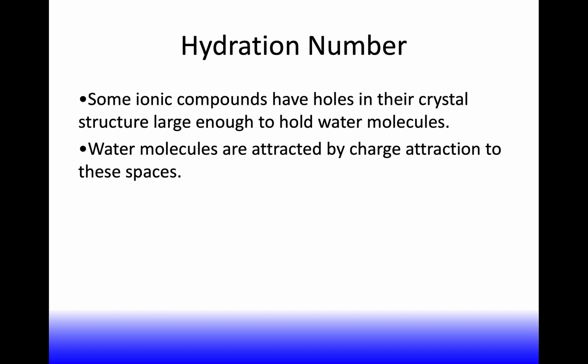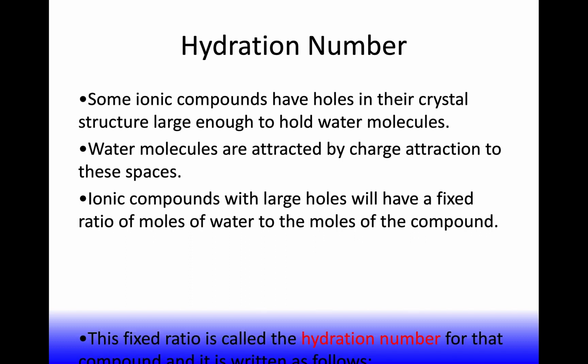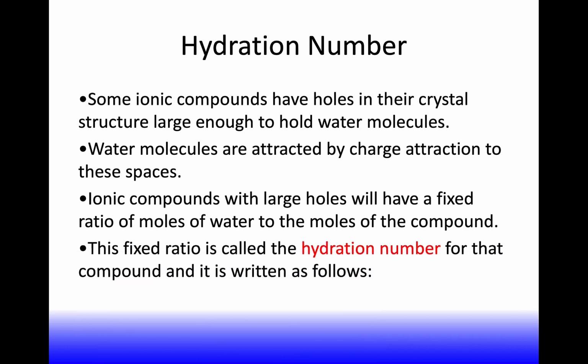So you got holes, water vapor in the air goes into the hole, and some of the water molecules will stick. There's only so much room though, so every ionic compound that has holes that are large enough will end up with a fixed amount. In other words, a fixed ratio of moles of water to the moles of the compound. This fixed ratio is called the hydration number.